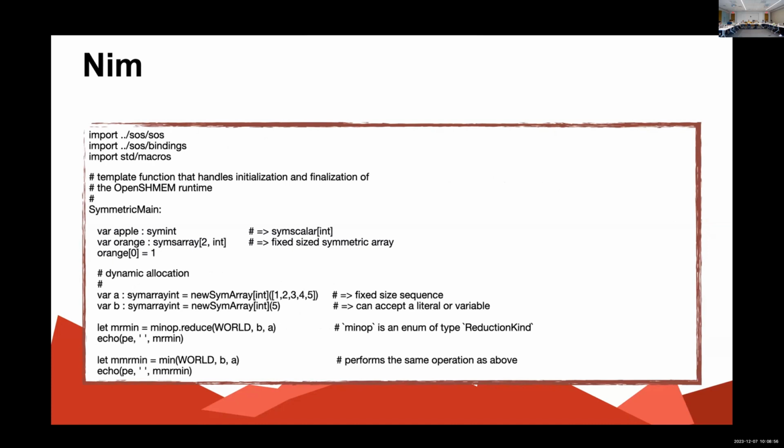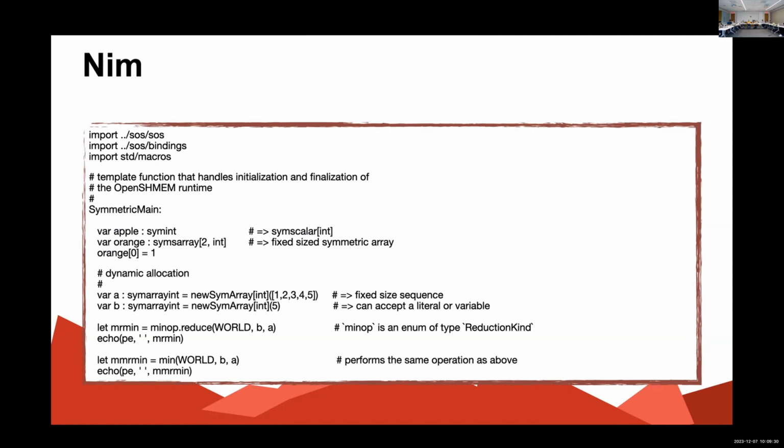Here's an example of the code, and to highlight something, you'll see there's a symmetric main with a colon after it. This is a Nim macro, and this initializes the compile time logic that goes through and says, oh, you have a symmetric integer named Apple, so what we're going to do is store that in the data segment. Oh, we've got a symmetric sized array. We're going to put that in the data segment, and then down here you can do your standard dynamic allocations on the symmetric heap with the new sim array, and you can see how all that stuff works.